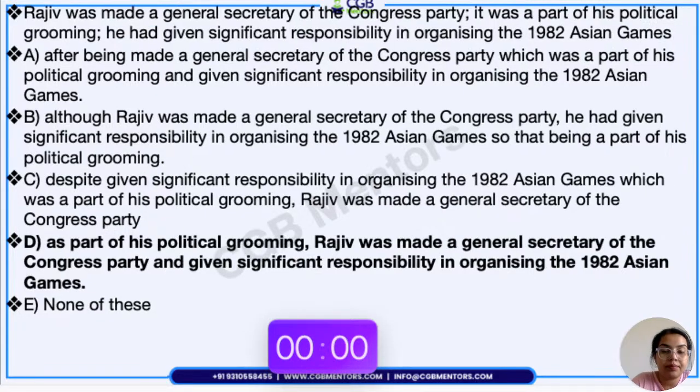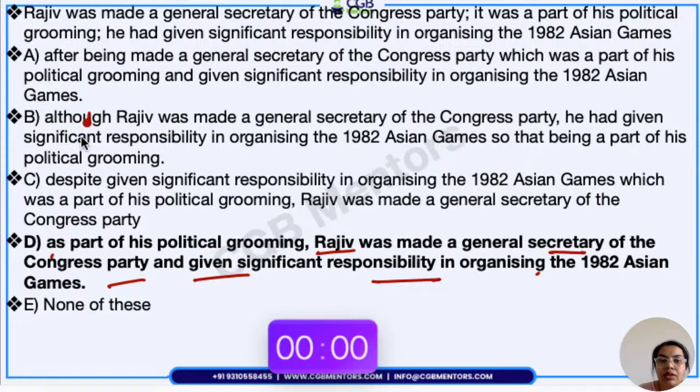Answer is D. As part of his political grooming. Now, this format where you use a pronoun or any kind of personal pronoun, possessive pronoun before the name is totally okay. So, as part of the grooming, Rajiv was made general secretary of the party and given responsibility in what, organizing the games.